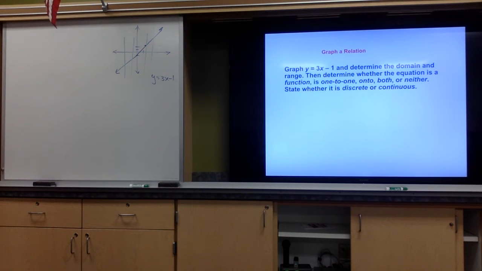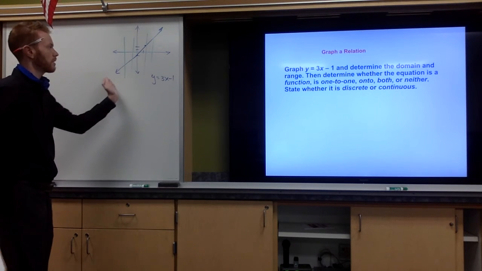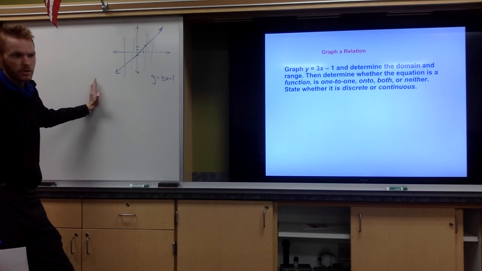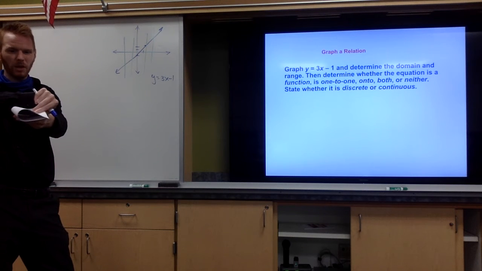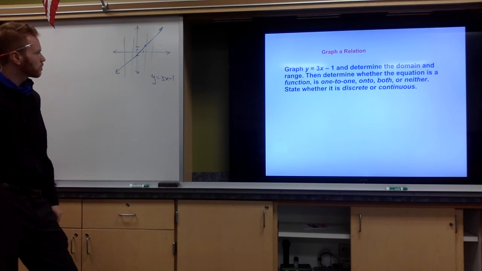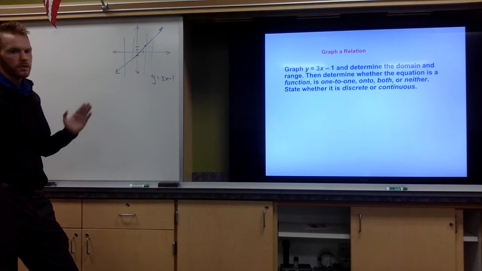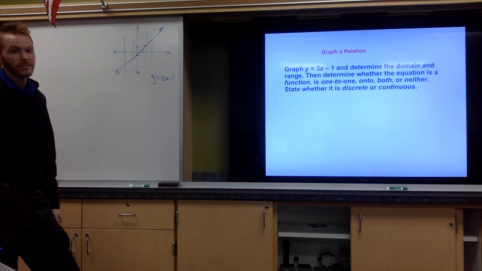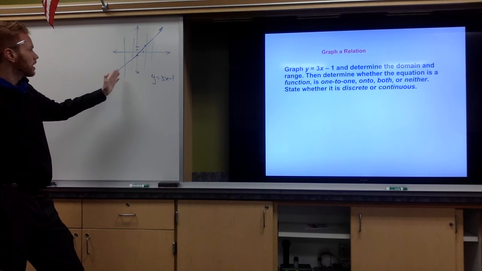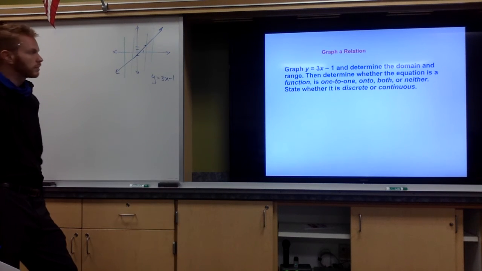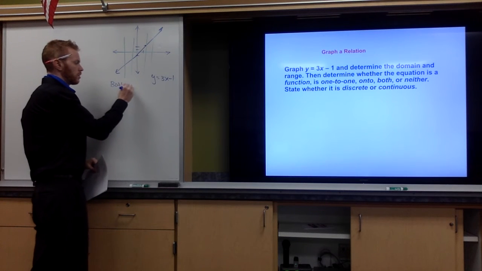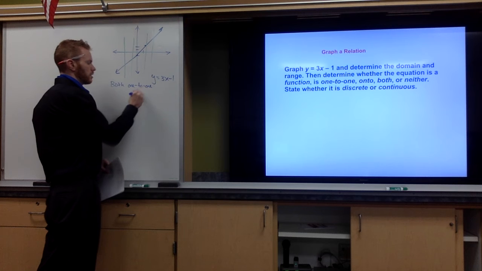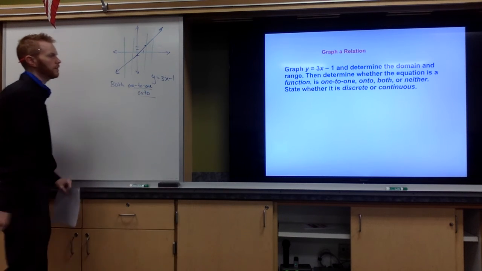Passes that. Is it one-to-one, onto, or both? Well, is every y value on this grid being used? Yes. So it's onto. Every y value is being used. Is it one-to-one? Do we have a unique y value for each x? Yes. Okay, there's not two different x values that have the same y value. So it would be both. So this is both one-to-one, and it's onto. Okay?